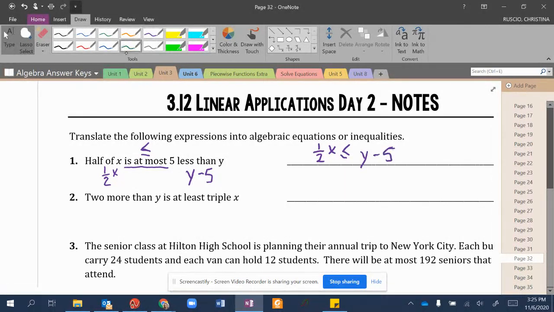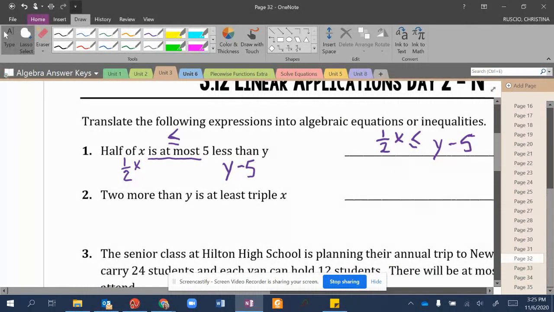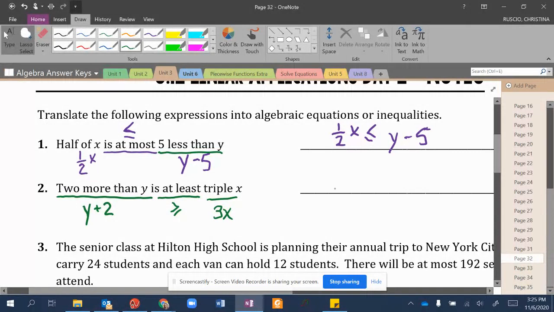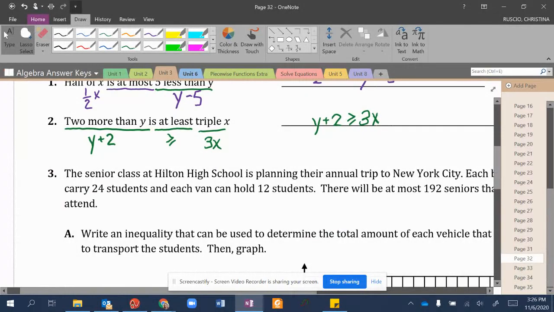All right, let's do the same for number 2. 2 more than y means we're adding 2 onto y. So it's very similar to the 5 less than y that we saw above here, only we're adding 2. Is at least. This is the opposite. So that has to be at least, so that or more, triple x. Triple x means we're multiplying 3 times x, like triplets. There's 3 of them. So y plus 2 is greater than or equal to 3x. Okay, so there's some inequality language that I think is going to be really helpful with today.